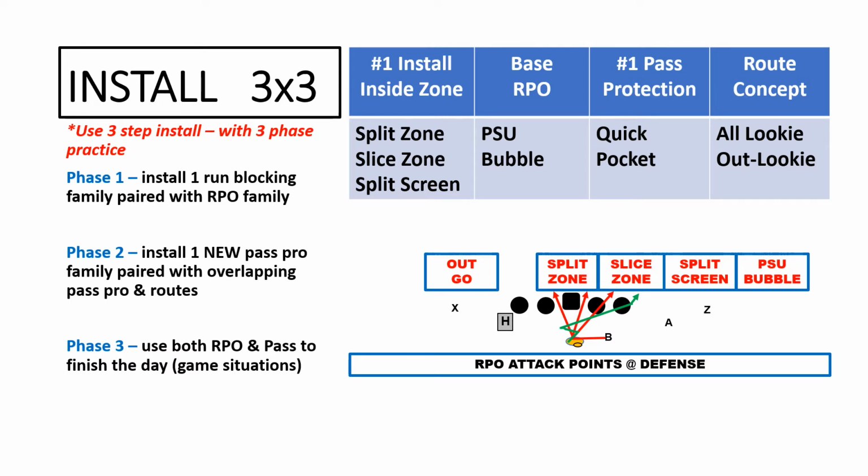You can see the nice thing about introducing this also is we're going to attack the defense all the way across the front. Our split zone is kind of a gut play to a cutback. Our slice zone allows us to get the quarterback involved in a run option. The split screen gets us in the flats, and then we can attack both sides with outs and bubbles with the receivers.